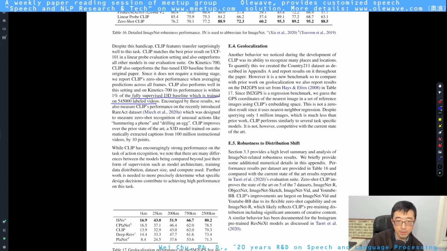The authors talk about the difference compared to the baseline. The difference might be not just the form of supervision, but also things such as model architecture. This is an important take-home message: it is needed to more precisely determine what specific design decisions contribute to achieving high performance on this task. Design decisions. Okay.